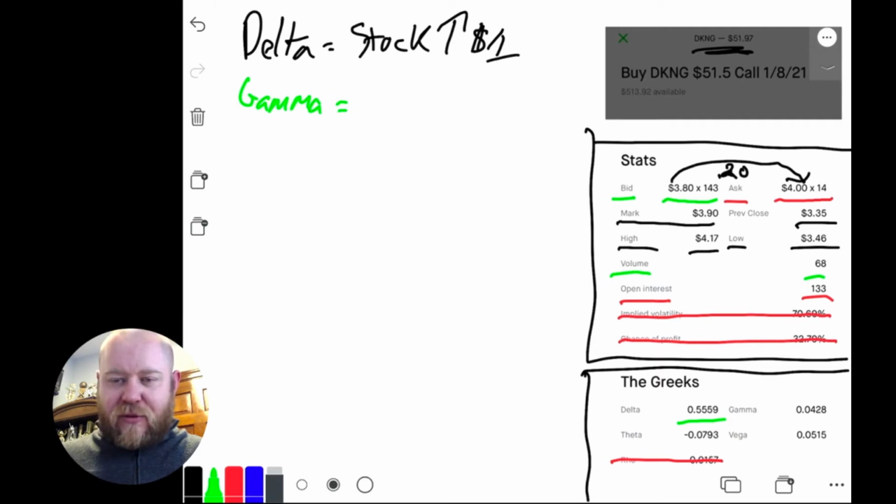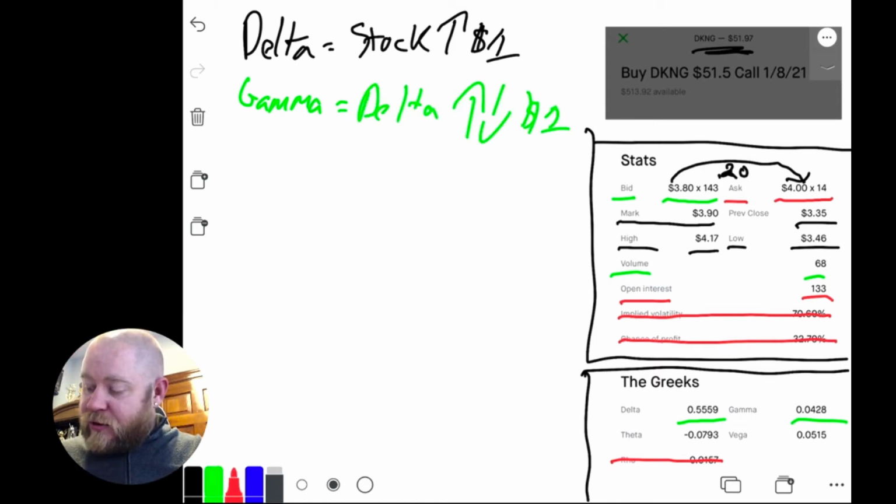We're not going to get into gamma too much, but essentially gamma is how much delta changes every time the stock goes up or down $1. So if the stock price goes up $1, then your premium is going to go up $55.59, but then delta is going to get reset by $4.28.